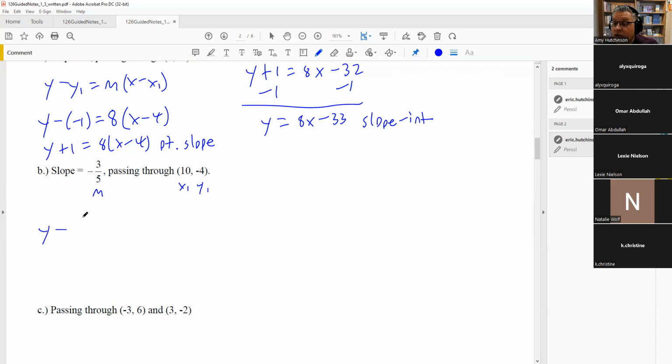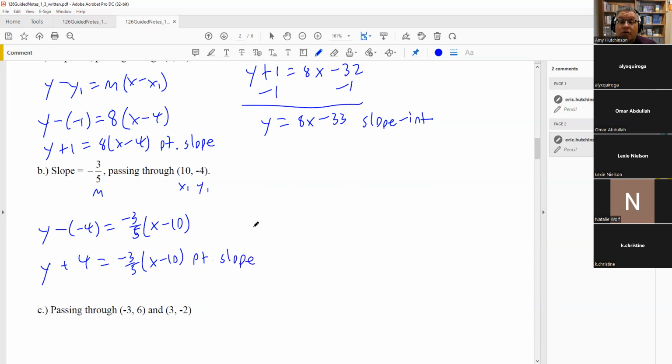So I'm going to do y minus y1. Again, I have y minus -4. That's going to equal -3/5 times x minus 10, so that's x minus x1. Okay, so let me do one more step, and I'm going to turn this into a plus. So y plus 4 equals -3/5 times x minus 10. I don't want to multiply this out just yet because I want to write my answer down for the point slope. Point slope would be just this. We don't multiply. We leave the m there with the parentheses. That's going to be point slope.